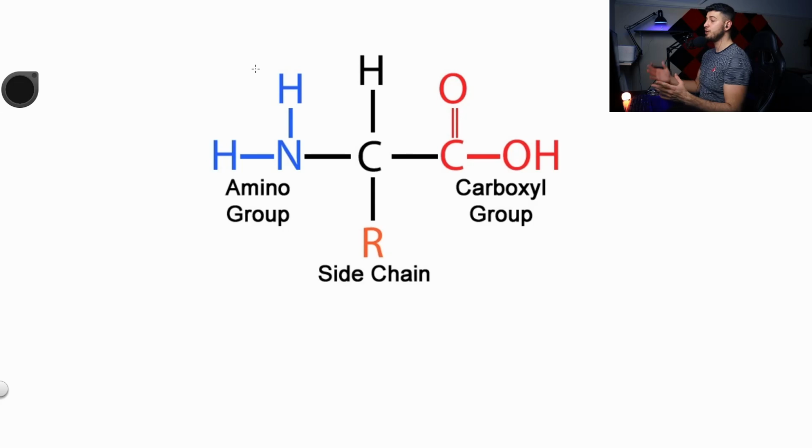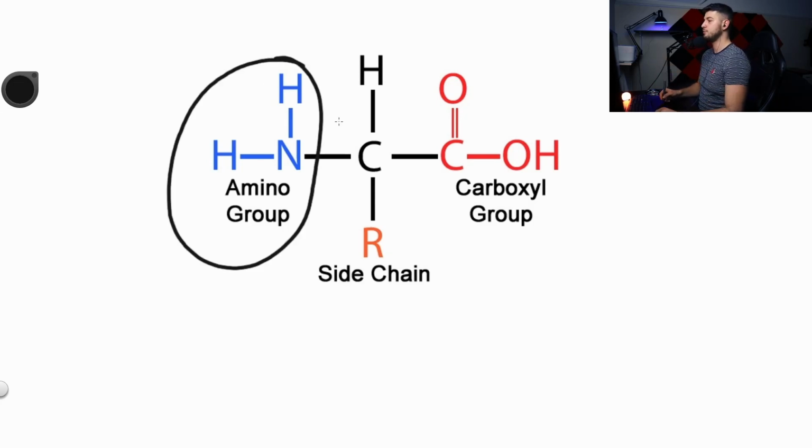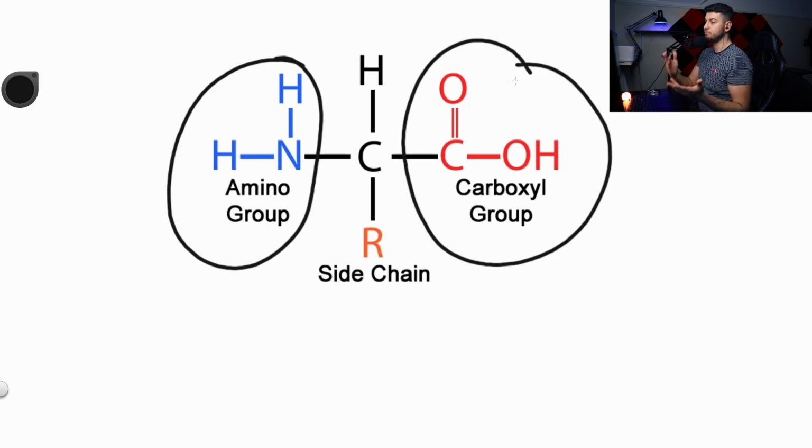Hi, today we're talking about isoelectric points of amino acids and proteins. Let's go. So, amino acids have two functional groups. One of them is the amino group, right here, and the other one is the carboxyl group, right here. Together, amino plus carboxyl from carboxylic acids, that's why amino acids.